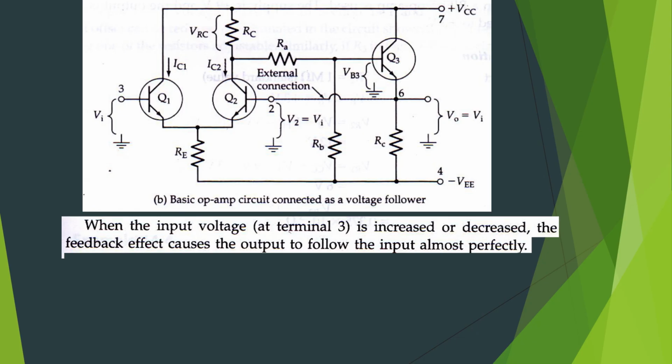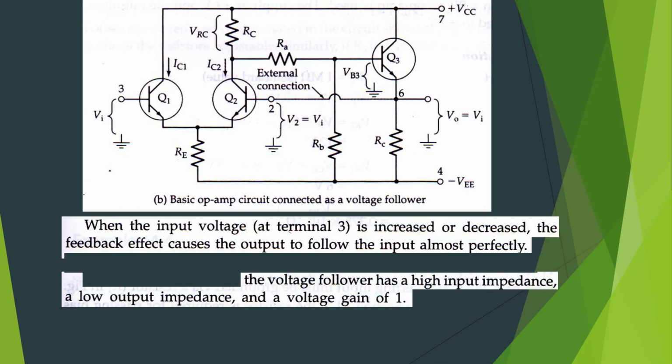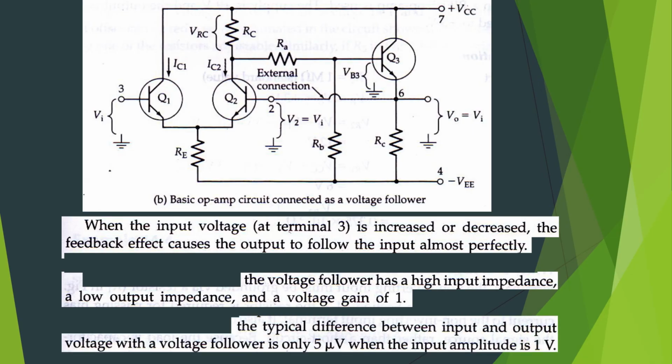When the input voltage at terminal 3 is increased or decreased, the feedback effect causes the output to follow the input almost perfectly. The voltage follower has a high input impedance, a low output impedance, and a voltage gain of 1. The typical difference between input and output voltage with a voltage follower is only 5 microvolt when the input amplitude is 1 volt.